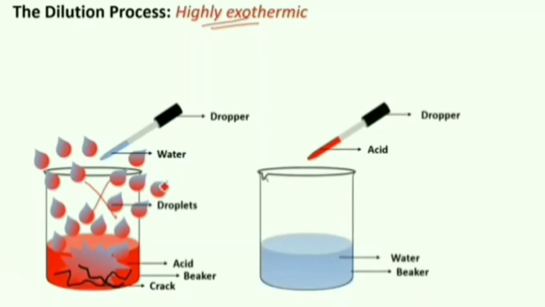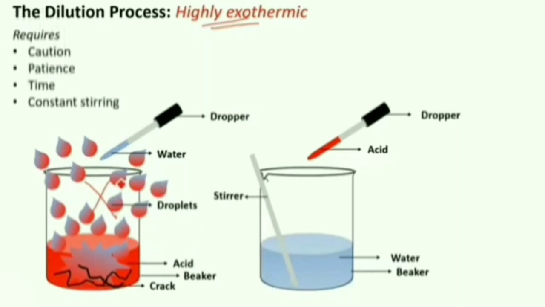Whereas when acid is slowly added to water, if heat is released, it is absorbed by water, as it is a good absorber of heat, and thus splashing of liquid is avoided. So, this dilution process must be carried out with caution and patience. In the process, we are supposed to add acid slowly to water with constant stirring. If in case the beaker gets heated up, wait for some time and continue the process.